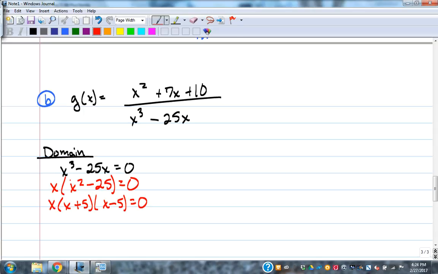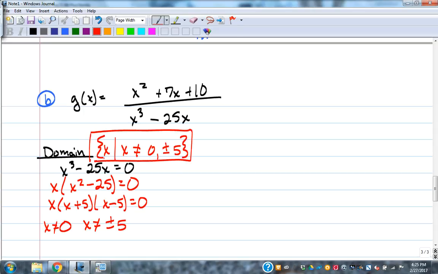So our domain, our x, can't be 0. X can't be plus or minus 5. So we get x such that x does not equal 0 and plus or minus 5. That's a fine way to write that. We could do interval notation for that. It's kind of lengthy and that doesn't really help us much on this particular type. And I'm fine with set notation on this stuff. There's enough work to do that we can just leave that there.